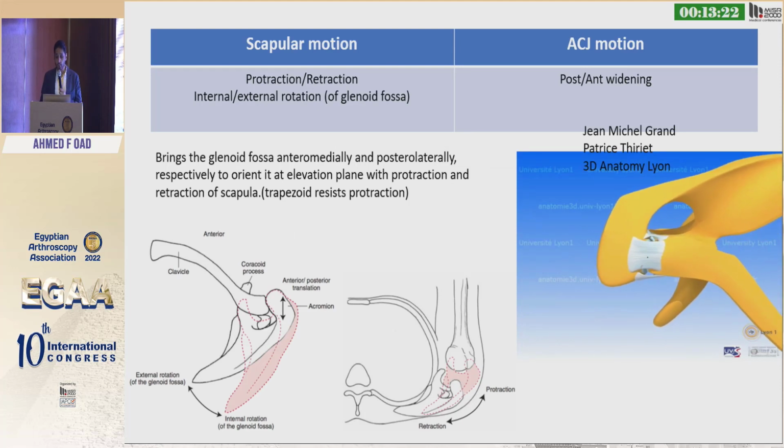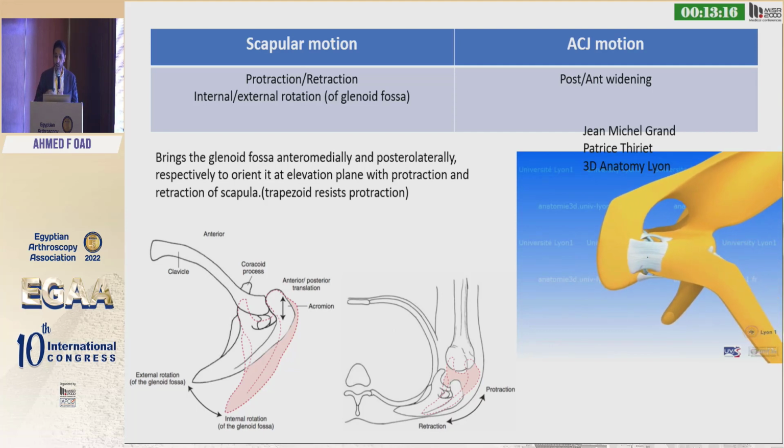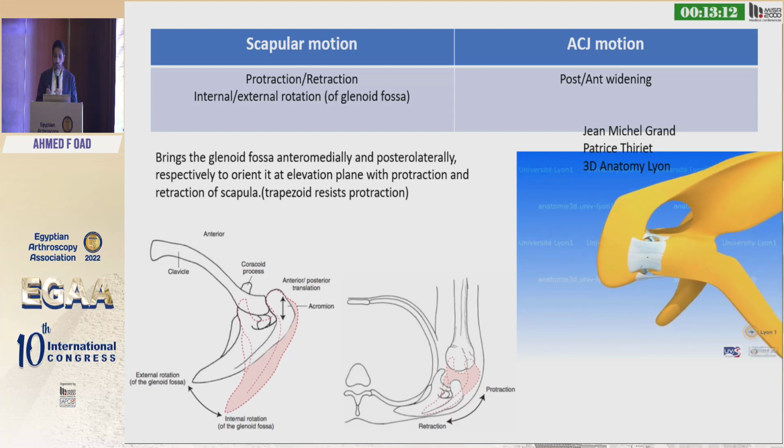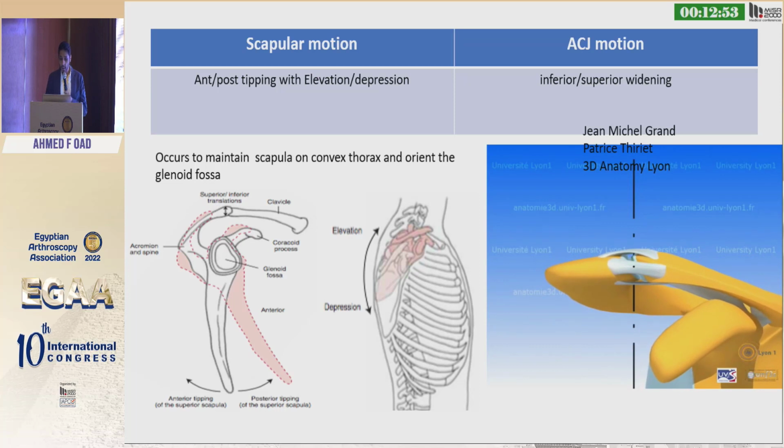So with protraction of the scapula, which means internal rotation of the glenoid fossa, there is posterior widening of the AC joint and vice versa. The retraction of the scapula is associated with anterior widening at the AC joint. Anterior tipping of the scapula, which produces elevation, is always coupled to inferior widening of the AC joint, and this occurs to maintain the scapula on a convex thorax, and vice versa.